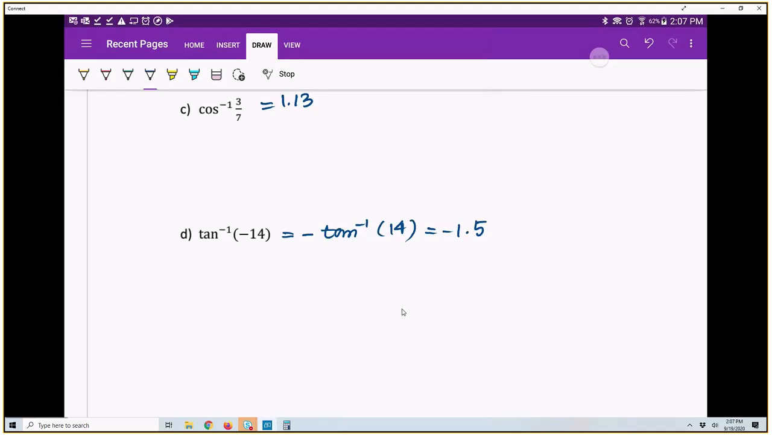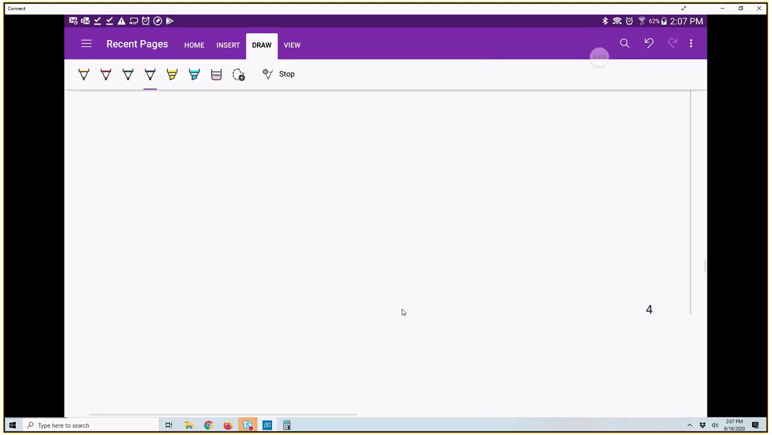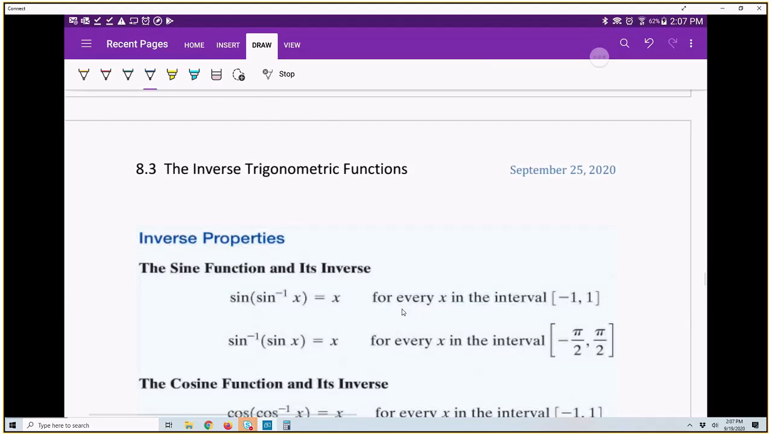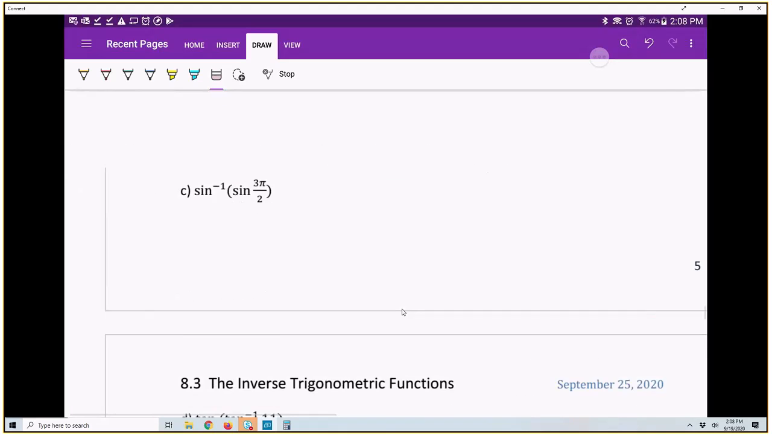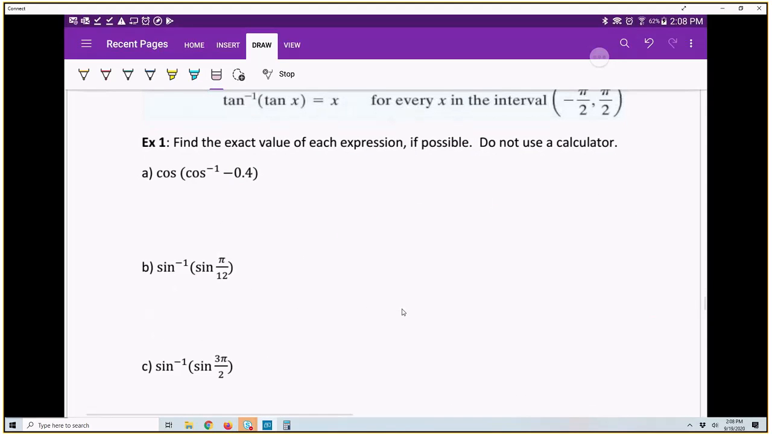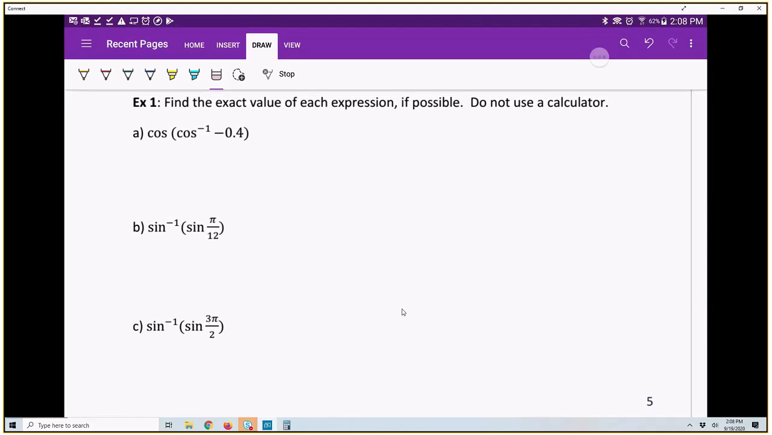You have to be a little more careful when you are working with the repeated trigonometric values and the trigonometric inverses. For example, the first one is cosine of cosine inverse of negative 0.4. And remember, it is saying find the exact value of each expression if possible. Do not use a calculator. Now, since negative 0.4 is in the domain negative 1 to 1, I can cancel the cosine and cosine inverse and get my answer as negative 0.4.